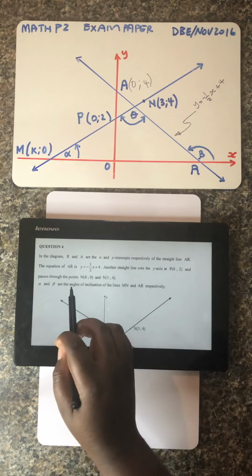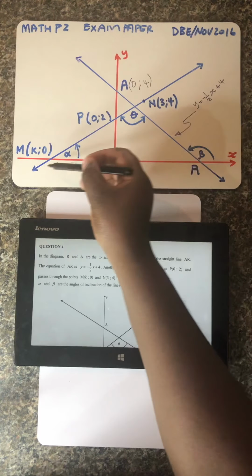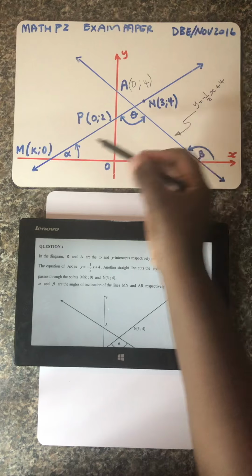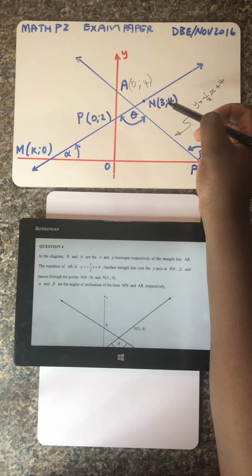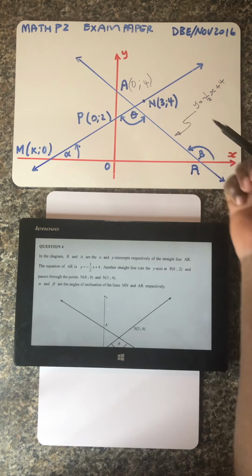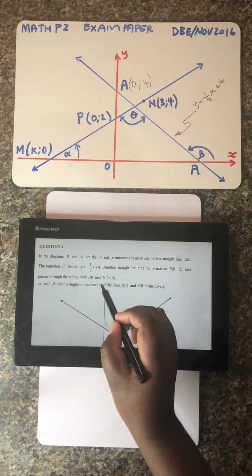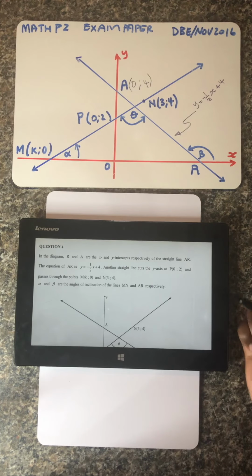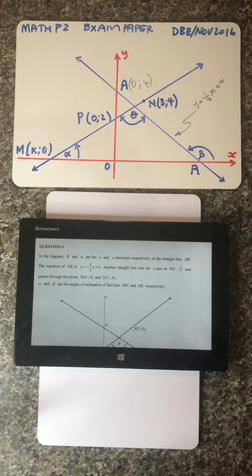And it passes through the points M and N. So that means along that straight line, it passes through these 2 points, M and N. Okay, did I say K? If I said K, I shouldn't have said K, it's M and N. Okay, so I hope you are able to see this is M and this is K.